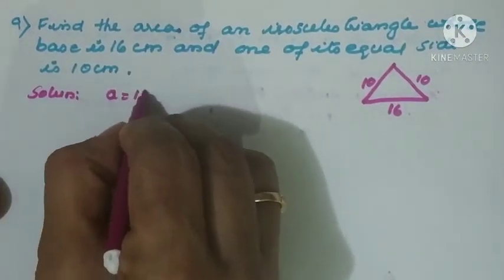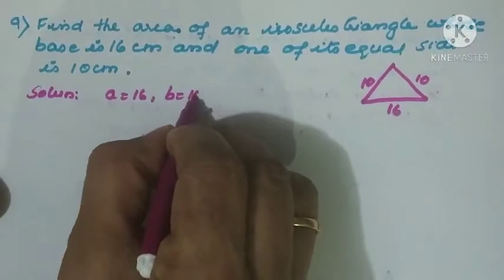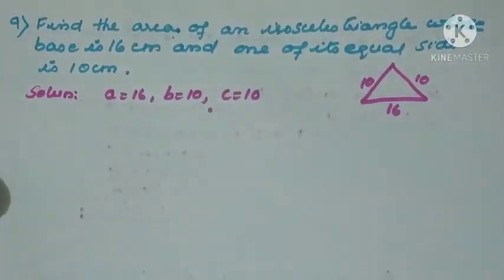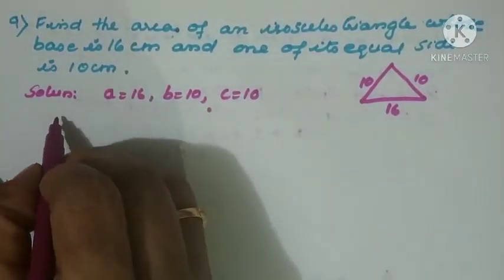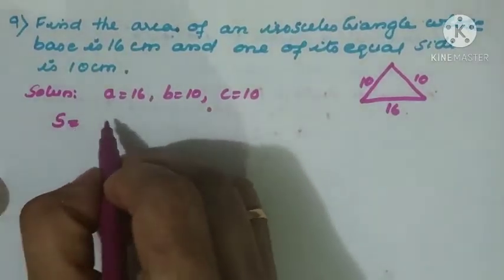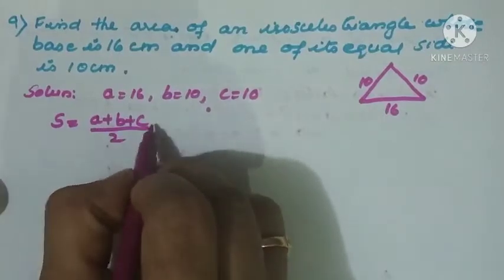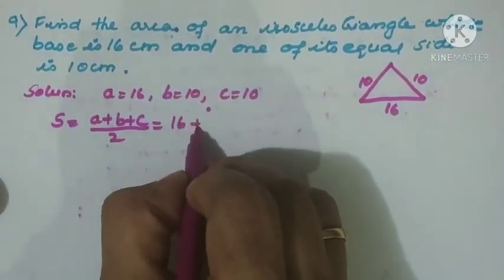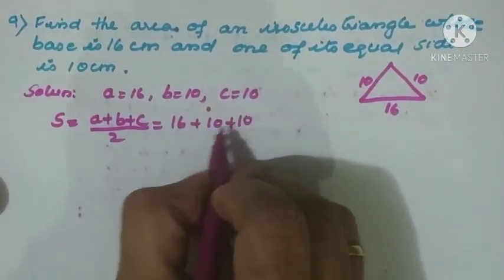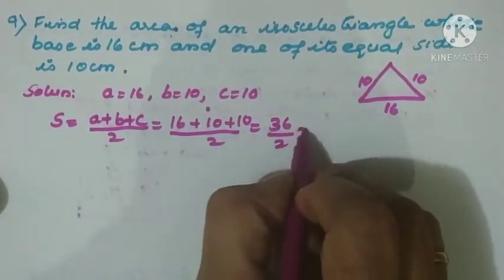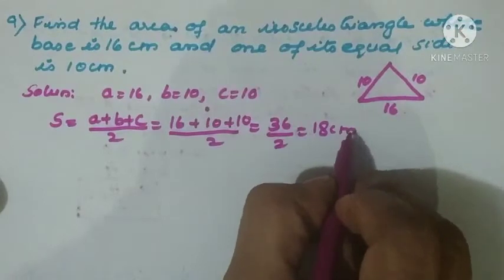A equal to 16, B equal to 10, C equal to 10. Means 3 sides we got here. Now for finding the area, which formula should be used? Heron's formula. So what we should calculate first is semi-perimeter. S equal to A plus B plus C whole divided by 2. 16 plus 10 plus 10 by 2. That is 36 by 2, 18 centimeter.